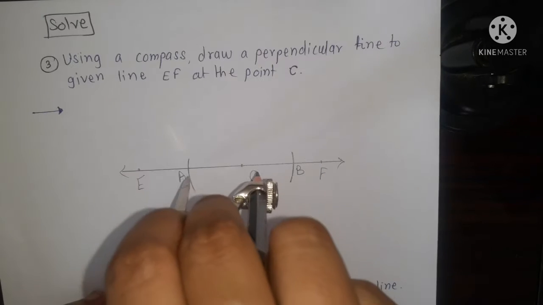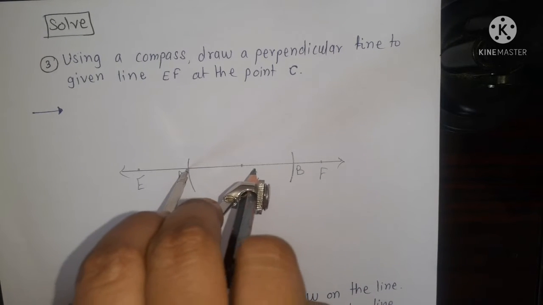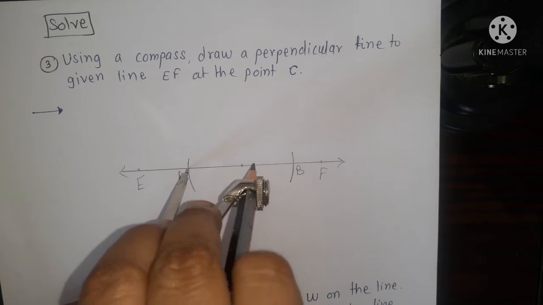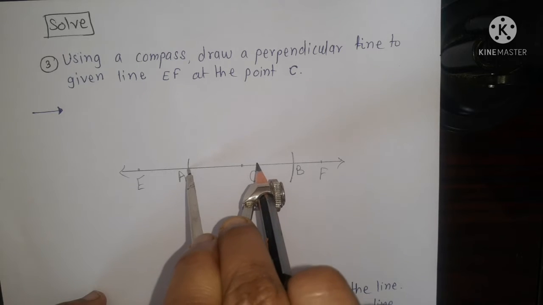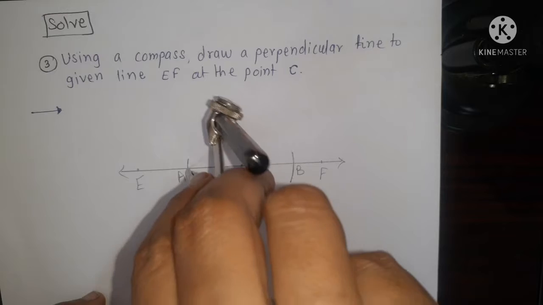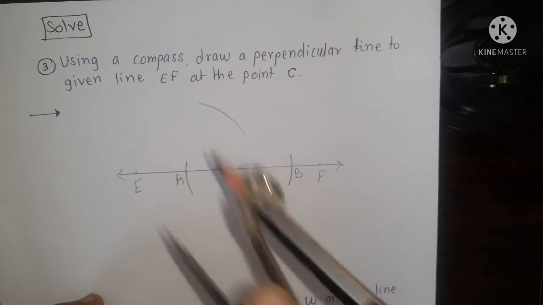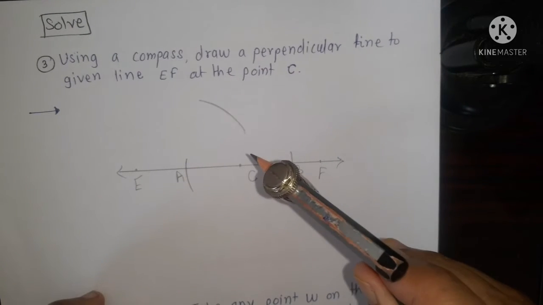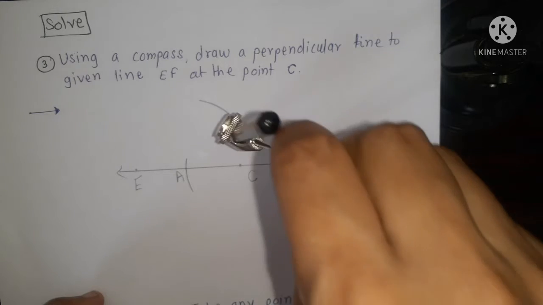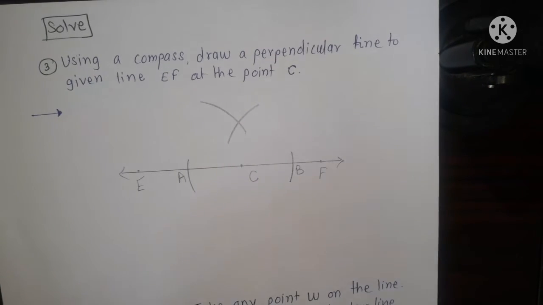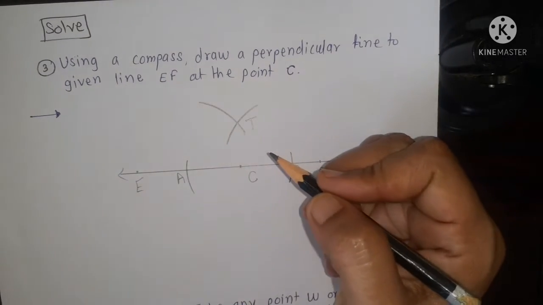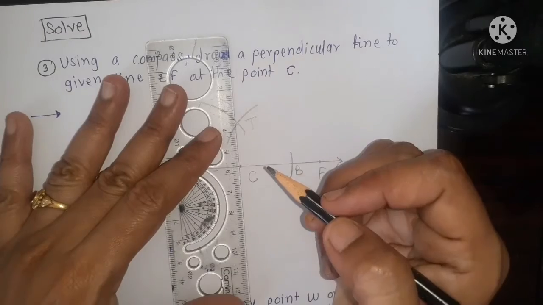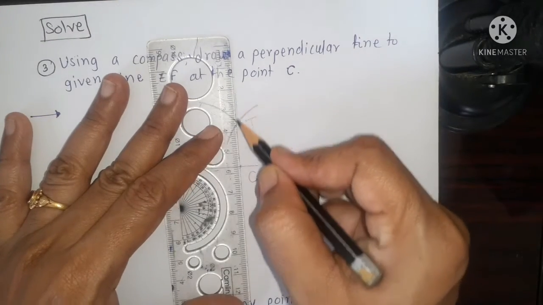Place the compass point at A and, taking a convenient distance greater than half the length of AB, draw an arc on one side of the line. Now put the metal point on B and draw an arc. We get a point T. Draw a line passing through points C and T.